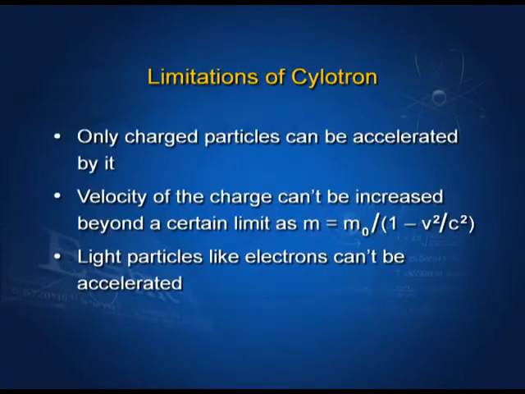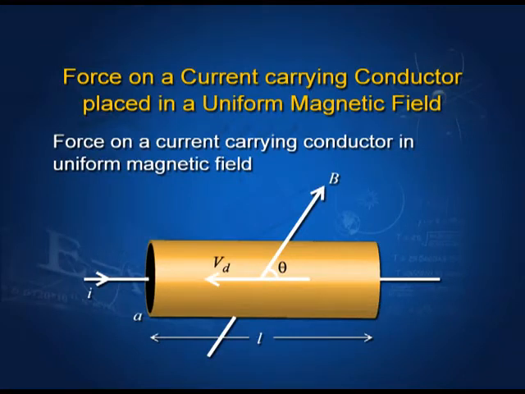Next limitation, the light particles like electrons cannot be accelerated with the help of this cyclotron. Now, we will have to study the force on a current carrying conductor placed in a uniform magnetic field.